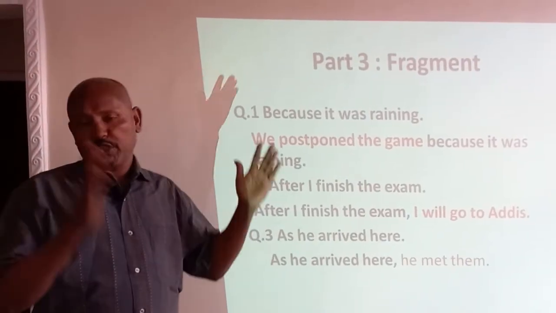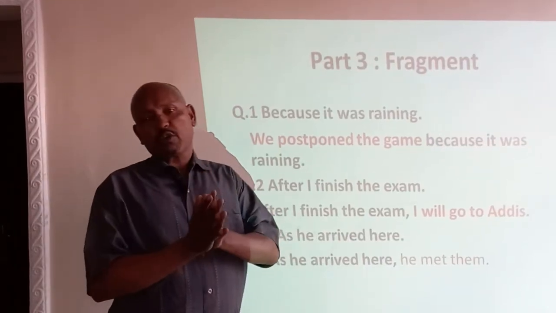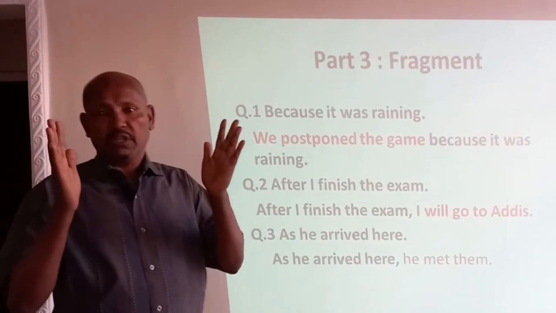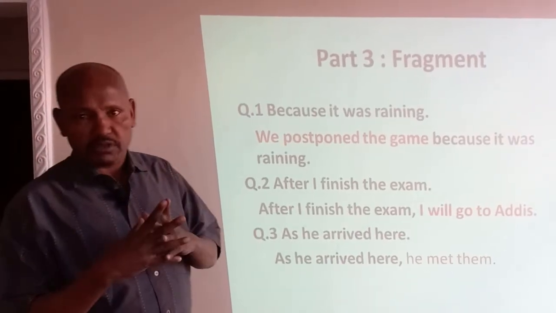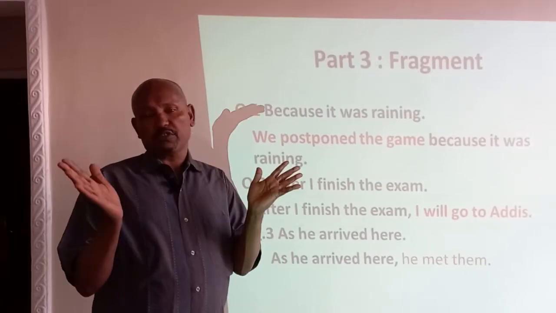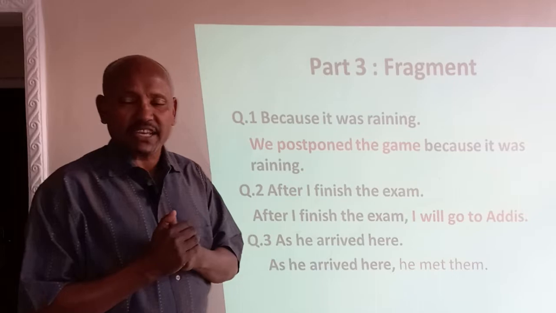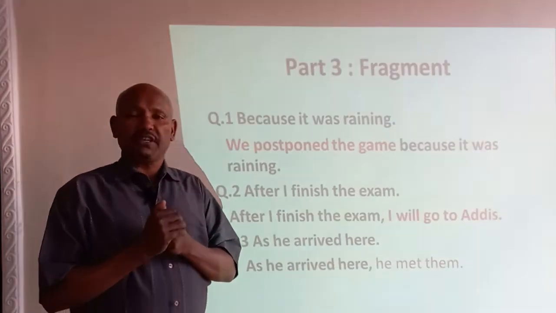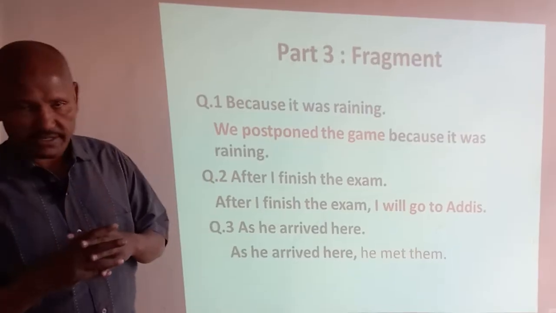One is to put a period between the two independent sentences. Second, put a coordinating conjunction between the two independent sentences, with the comma before the coordinating conjunction. The third one, put a semicolon between the two independent sentences. And the fourth one is to put a subordinating conjunction between the two independent sentences. These are the 4 ways of fixing a comma splice sentence.